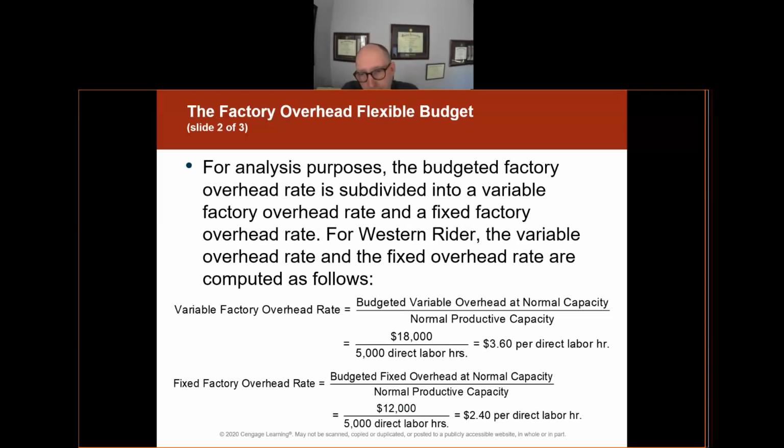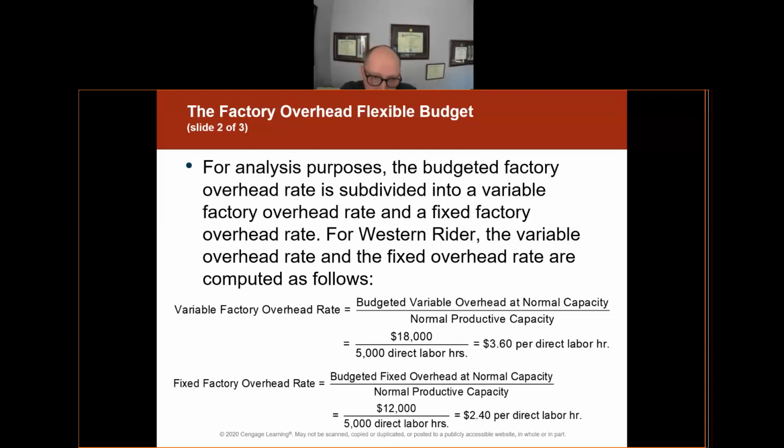So to analyze the overhead rate, we subdivide it for both variable and fixed. As we said earlier, we need to separate the variable factory rate from the fixed factory rate. And this helps us to analyze our overhead.